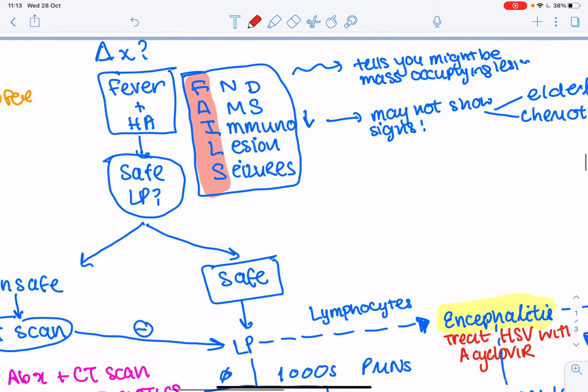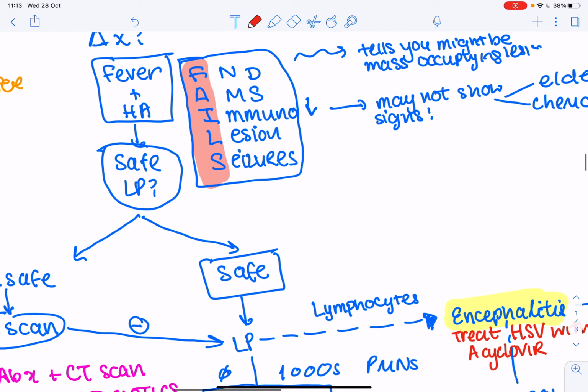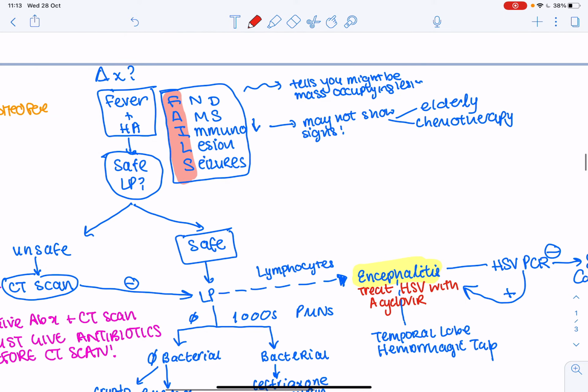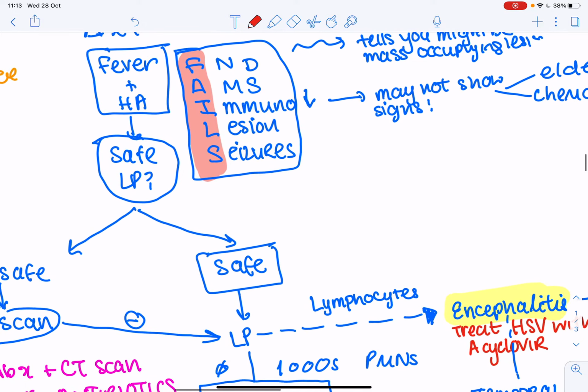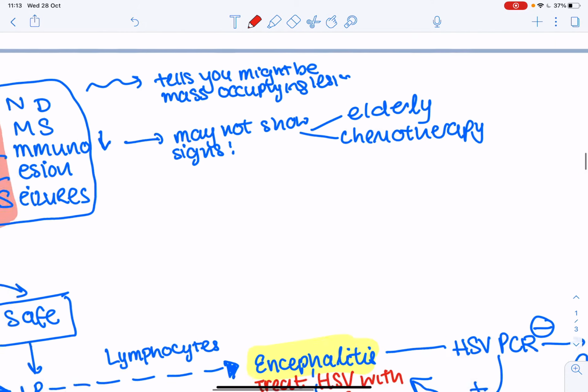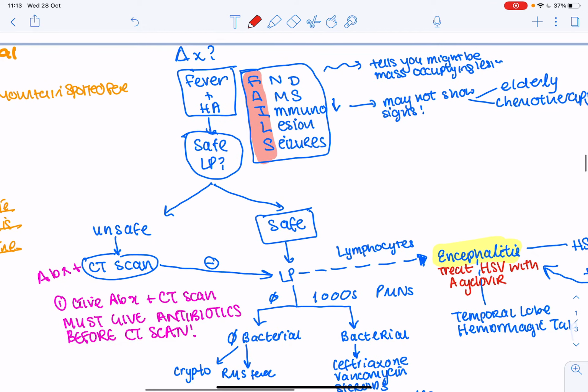Remember, a focal neurological deficit tells you that there might be a mass occupying lesion. If the patient is immunosuppressed, they may not show the typical signs that another patient who's immunocompetent might show, the signs for increased intracranial pressure, for example. So if the patient is elderly or on chemotherapy, you need to then consider, is this patient immunosuppressed?